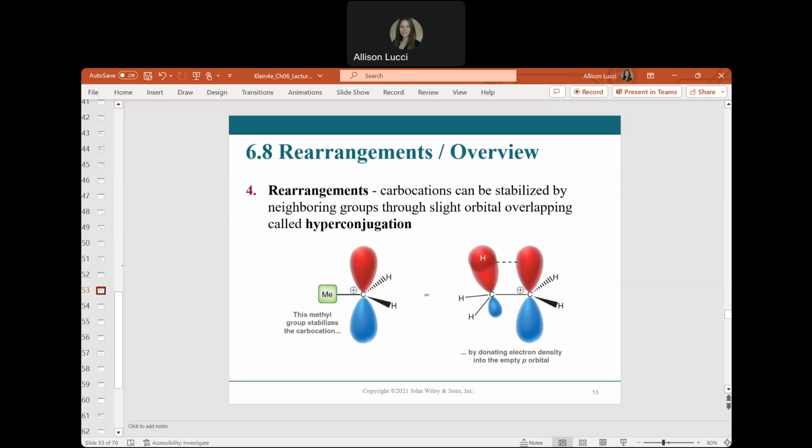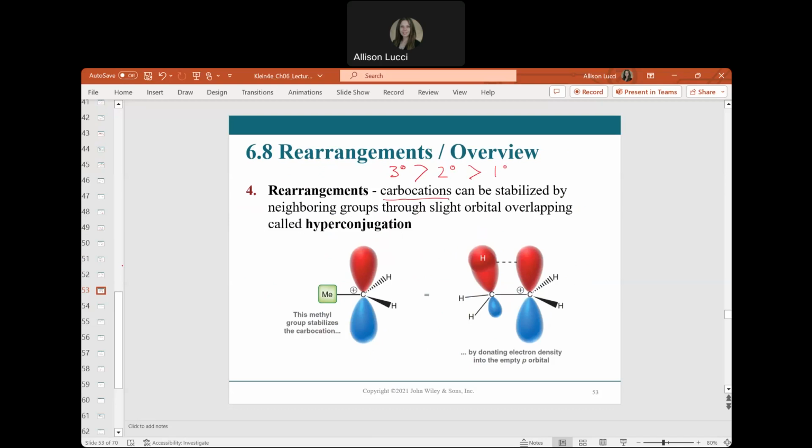So our last type of pattern that we'll talk about is rearrangements. Whenever we have a carbocation that results, we have a general trend of stability. The most stable carbocation that we'll discuss today is a tertiary, and that's the highest stability. Then we have a secondary carbocation, and then a primary is the least stable. So rearrangements can occur, if possible, to create a more stable carbocation.